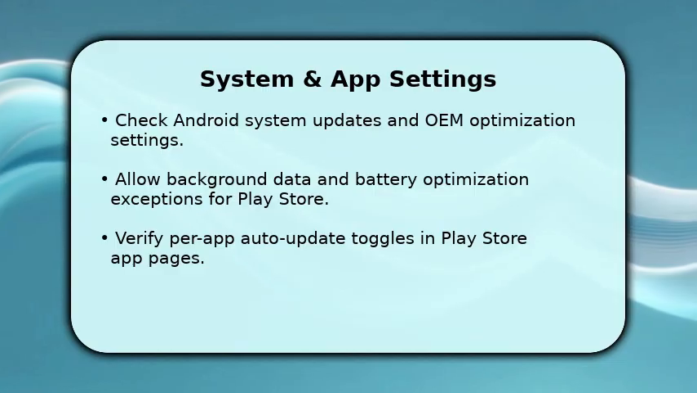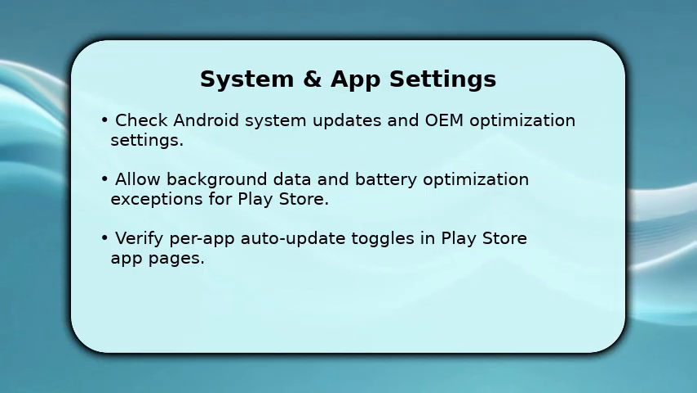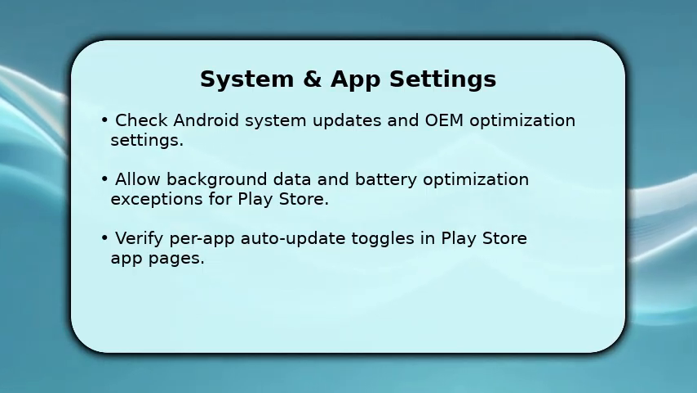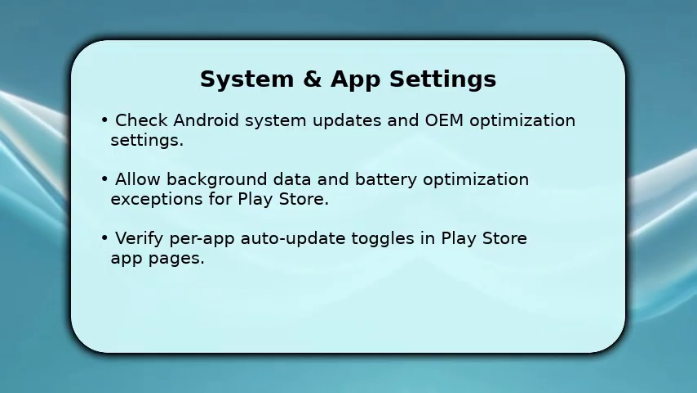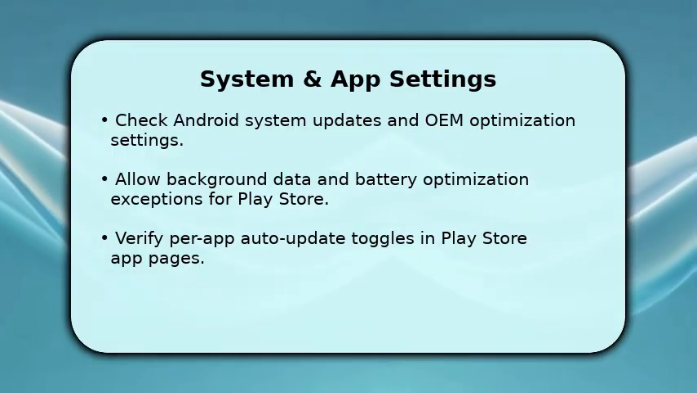Also, open each important app's Play Store page, tap the three dots, and confirm the per app auto update box. Doing this prevents individual apps from being excluded and keeps features and fixes flowing uninterrupted.